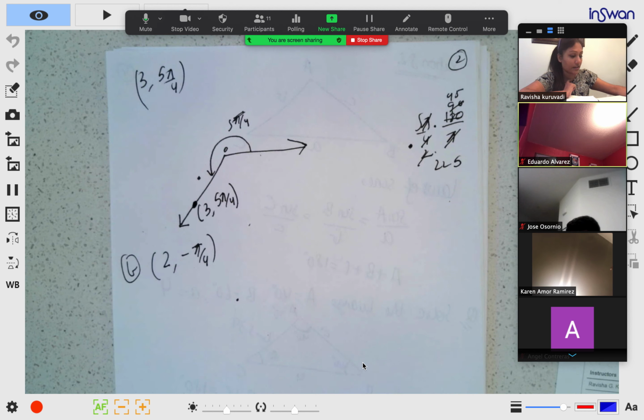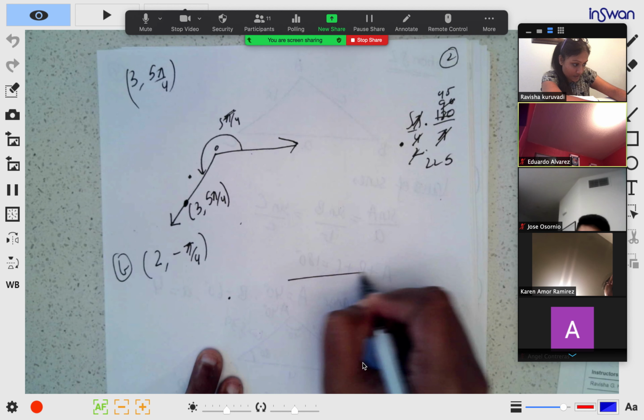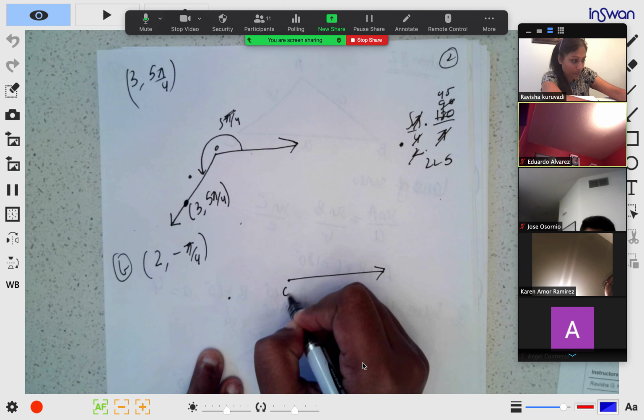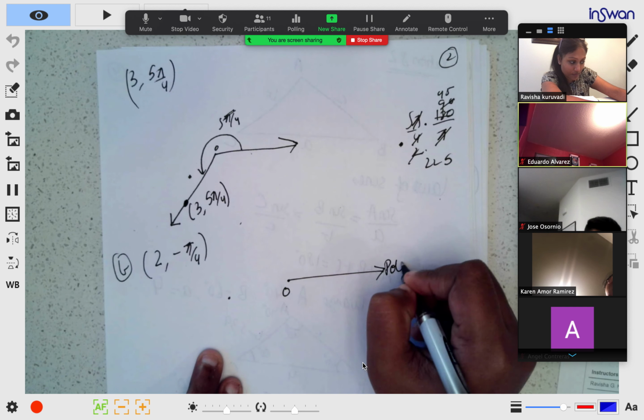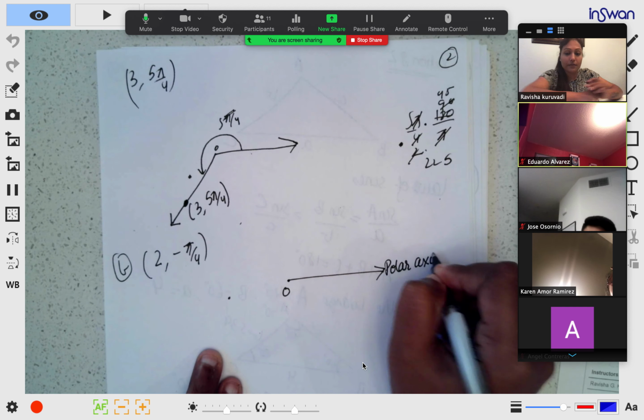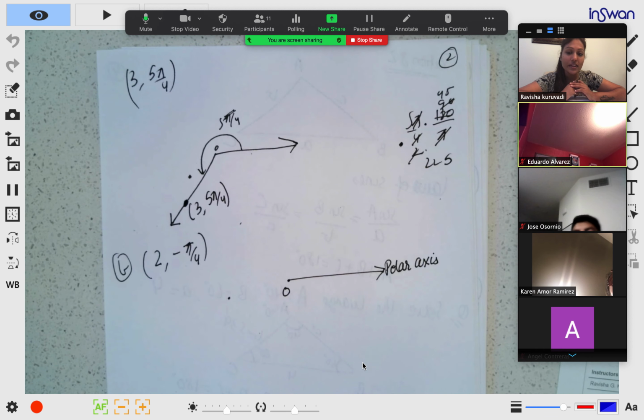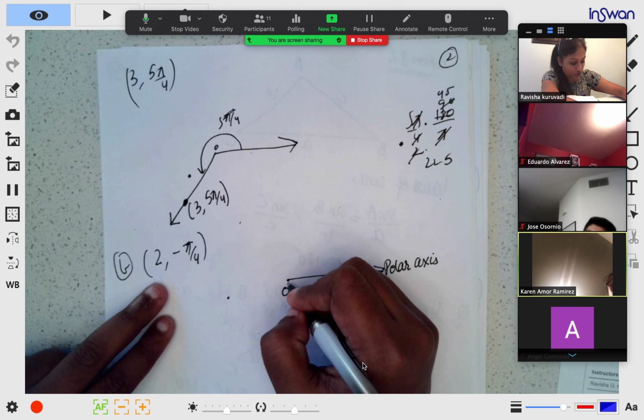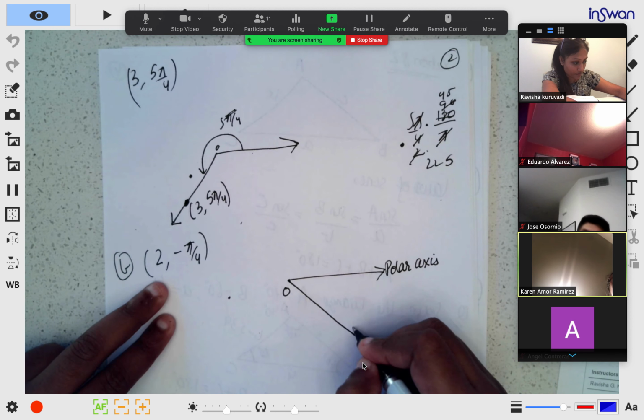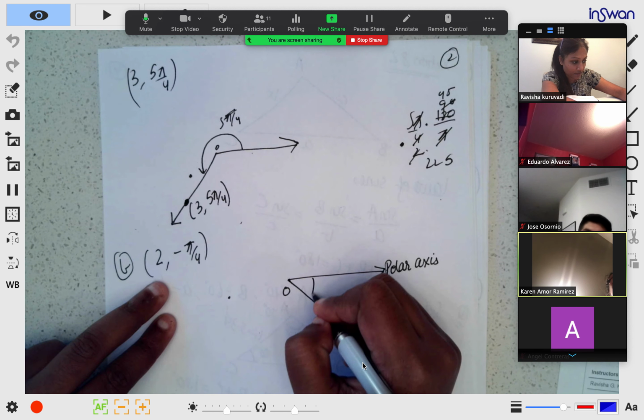Okay, Karen. Let's draw this one. This is my polar axis here. First you draw the angle. Where is negative pi by 4? In the fourth quadrant? Yes, it's the fourth quadrant, which is negative 45. You go here. So this is negative pi by 4.